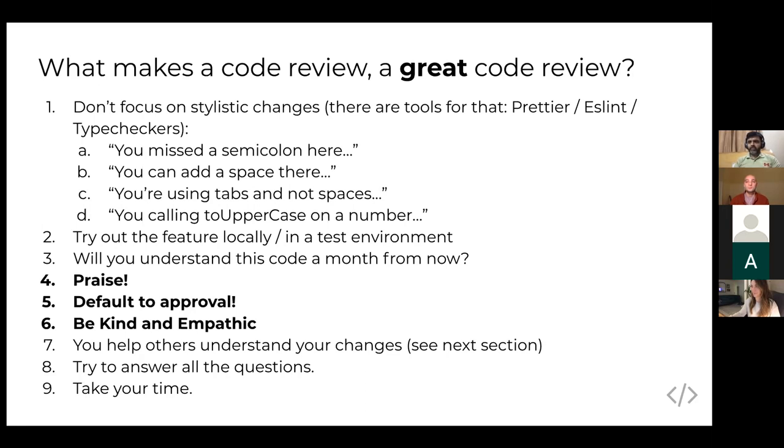But there are some things that it would tell you as well, that the commit was not successful, and then you have to make the changes. So code review is not the place for mentioning these sort of changes. And then try out the feature locally, and then in the test environment as well. This is very important, because if you pull the changes to your local machine and run it, you could see that there are certain instructions that need to be followed to run the application now.